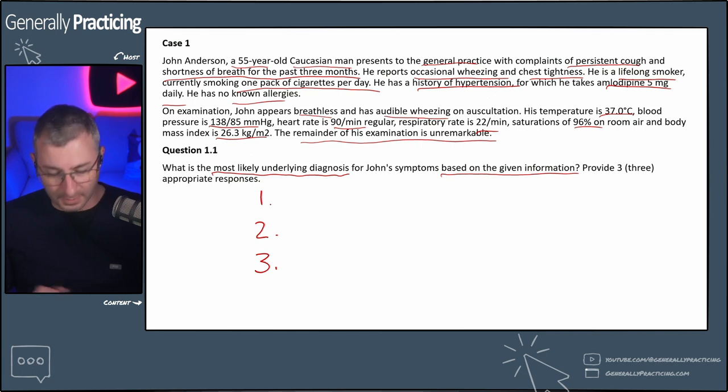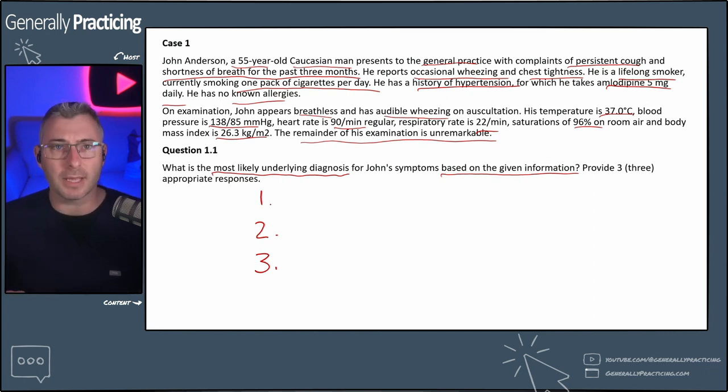Right, how did you go? Again, you can see the technique I like to use. It's all about making sure I'm locking in the best information possible to give myself the best chance of actually answering the question that's being asked. So again, this is: what is the most likely underlying diagnosis based on the given information. They want 3 appropriate responses.